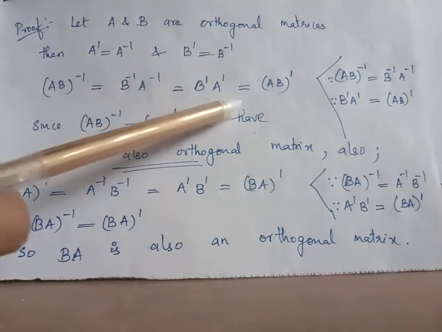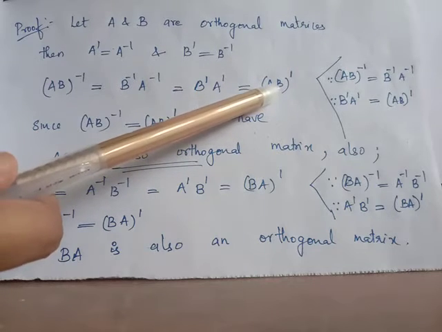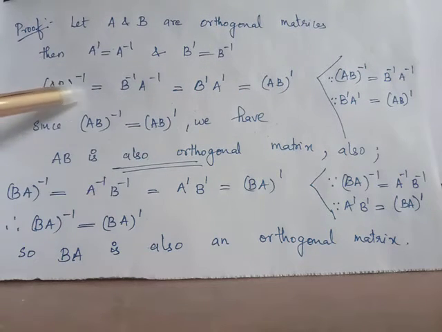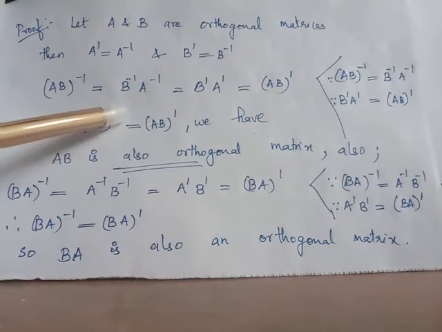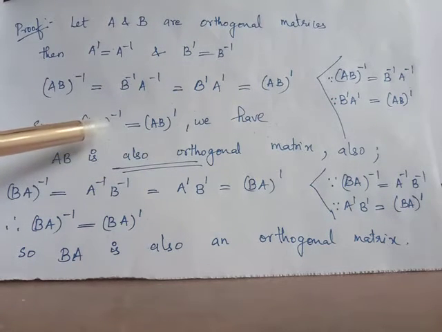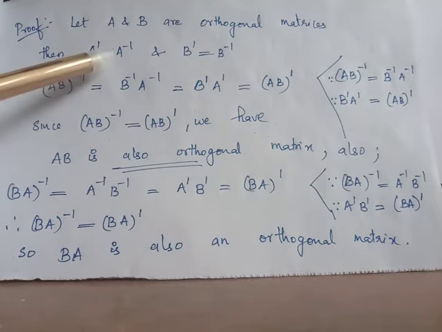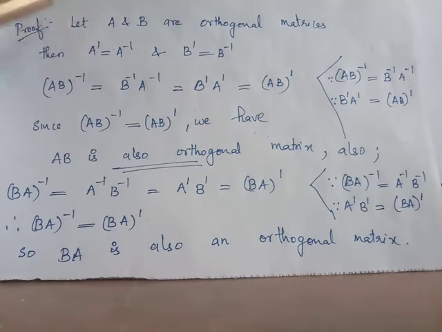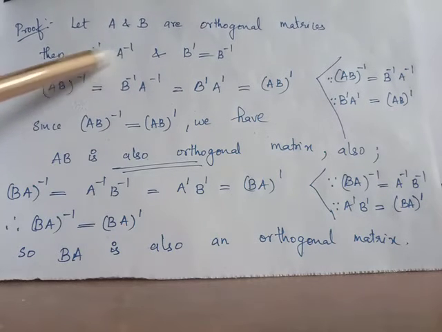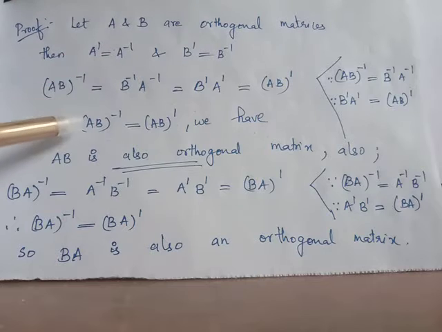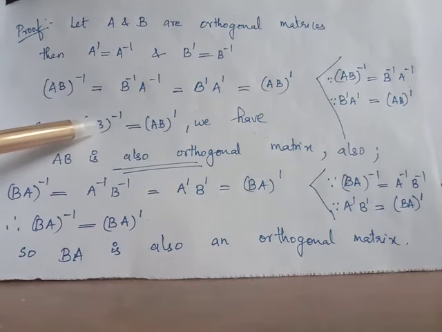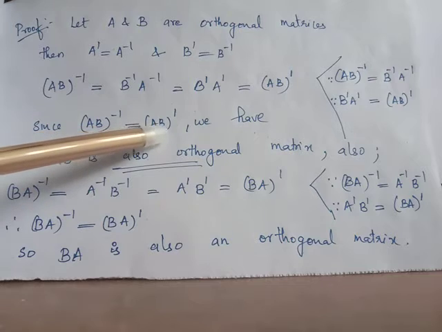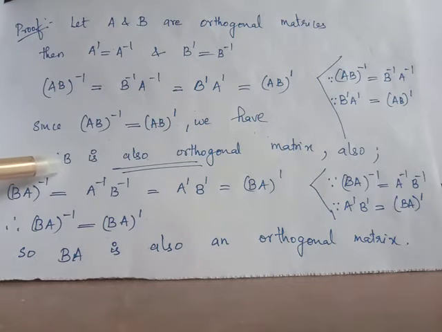So B transpose into A transpose is rewritten as AB the whole transpose. Looking at this property, you can see that AB the whole inverse is equal to AB the whole transpose. This looks very similar to the property of orthogonal matrices. That is, when a matrix's transpose is equal to its inverse, we say that this matrix is an orthogonal matrix. Here again you can see the same property: the matrix AB whose inverse is equal to the matrix AB's transpose. Hence you can conclude that AB, the product of two orthogonal matrices, is again an orthogonal matrix.